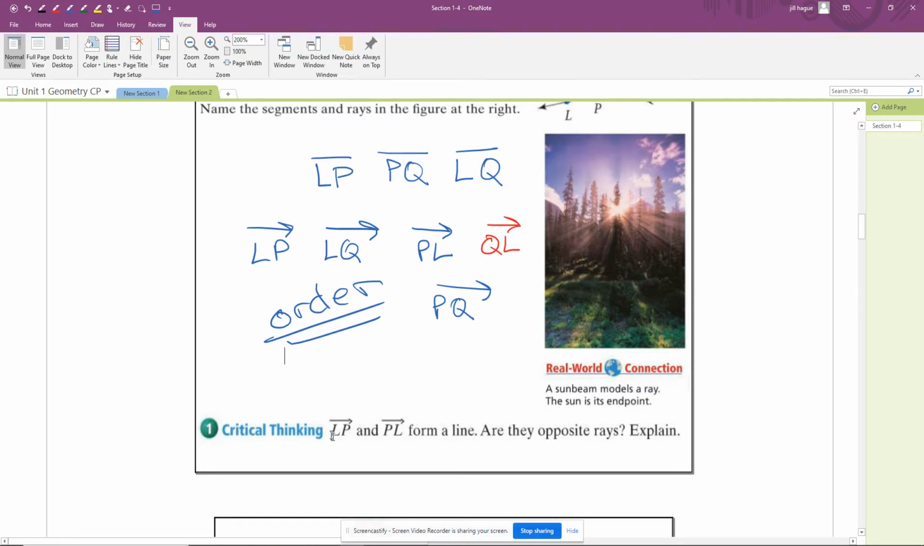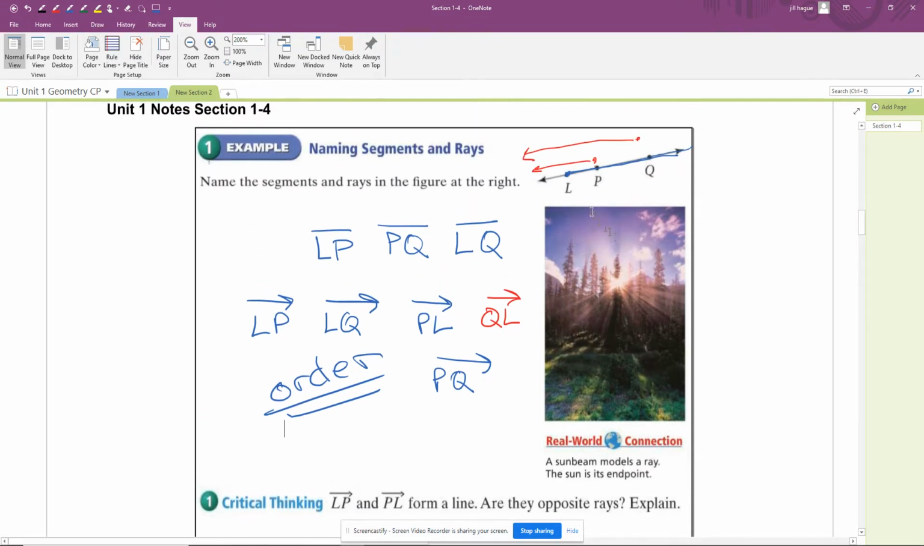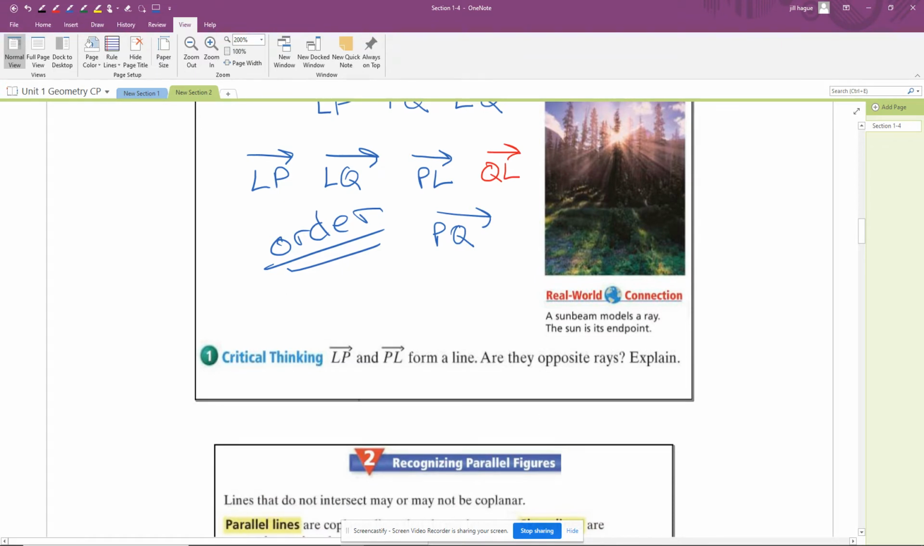Okay, so the critical thinking here is: ray LP and ray PL, do they form a line? You say, all right, ray LP goes this way, ray PL goes this way. So yes, they form a line, but are they opposite rays? They are not opposite rays. And why are they not opposite rays? Because they do not share an endpoint. Remember, I told you that was important, right? Definitely we'll see a question like that on a quiz. Opposite rays: you have to know they share an endpoint and they form a line.